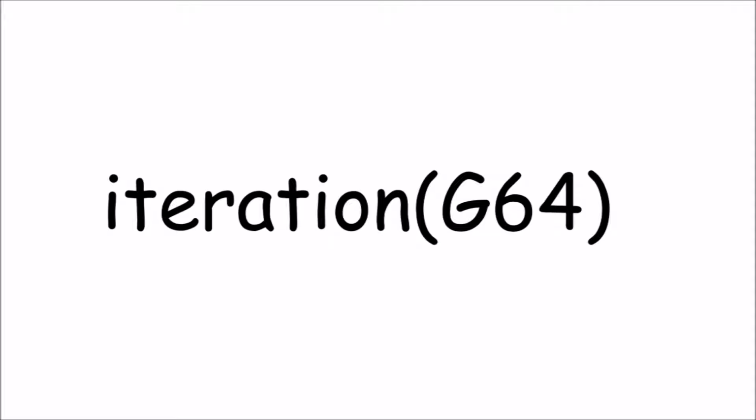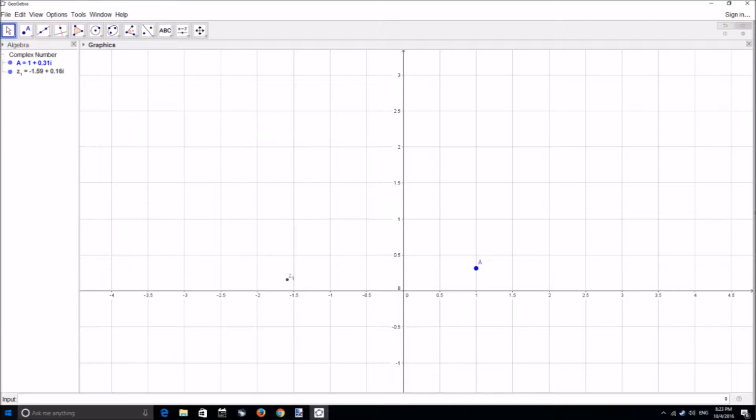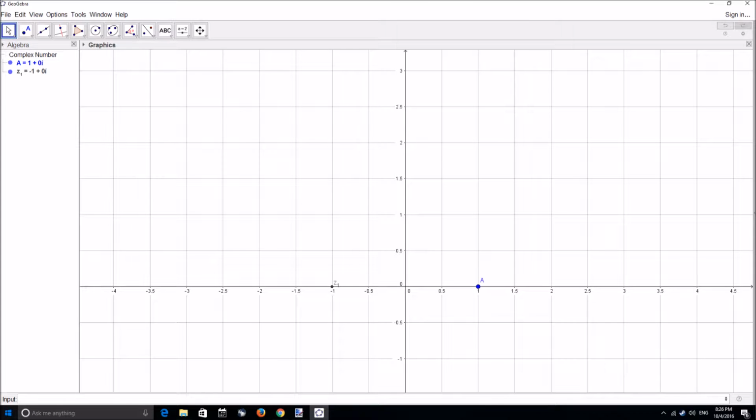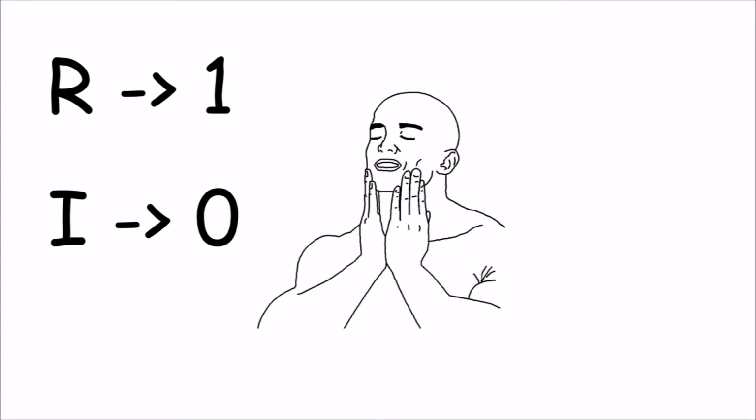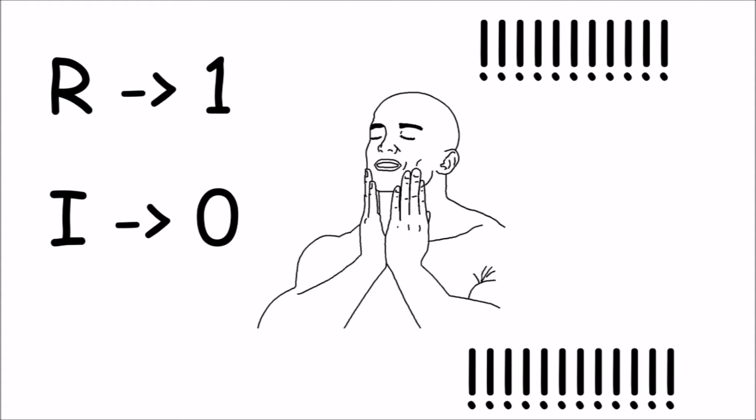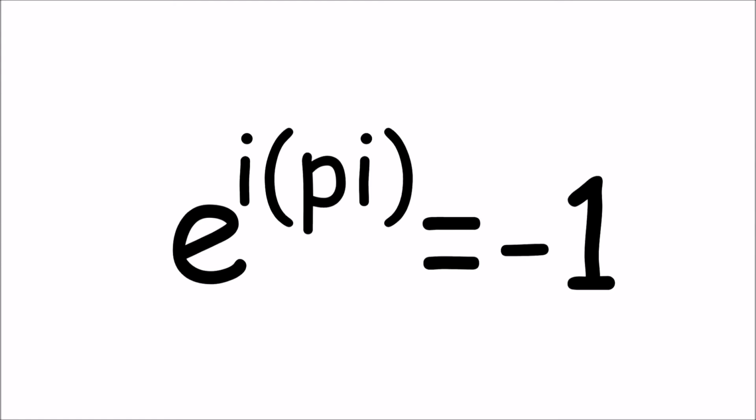Let's do higher iterations because we're lazy and don't want to see the pattern emerge slowly. Okay, the 10th iteration is negative 1.56 plus 0.16i. The 100th iteration is negative 1.051 plus 0.001i. Pattern see? The 1000th iteration is negative 1.0049 plus 0.00001i. Do you see it? The real values approach negative 1 and the imaginary value goes to 0. So yeah, e to the i pi equals negative 1.